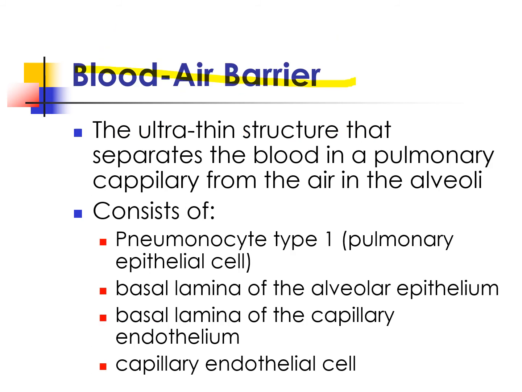Blood-air barrier. If in the brain there is a blood-brain barrier, in the lungs, or in the respiratory system, there is also a blood-air barrier. So the blood-air barrier is the ultra-thin structure that separates blood in a pulmonary capillary from the air in the alveoli. It consists of pneumonocyte type 1, basal lamina of the alveolar epithelium, basal lamina of the capillary endothelium, and capillary endothelial cell.